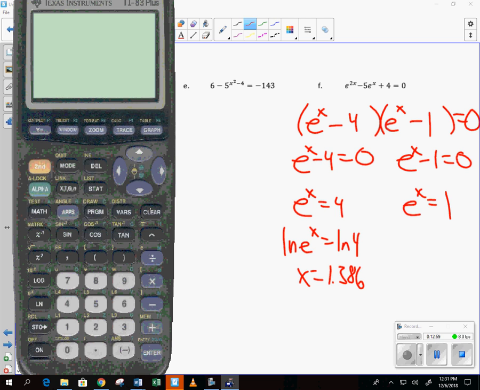And then the natural log of 1, hopefully you all know that. That means e to what power is 1? 0. Thank you, Josie. And those are our two answers.